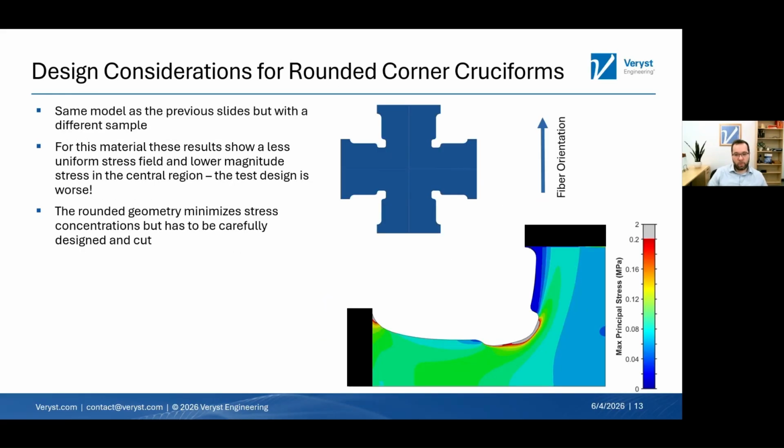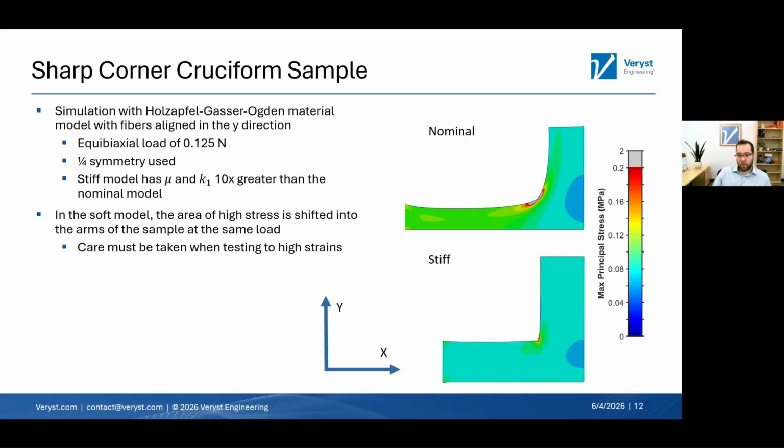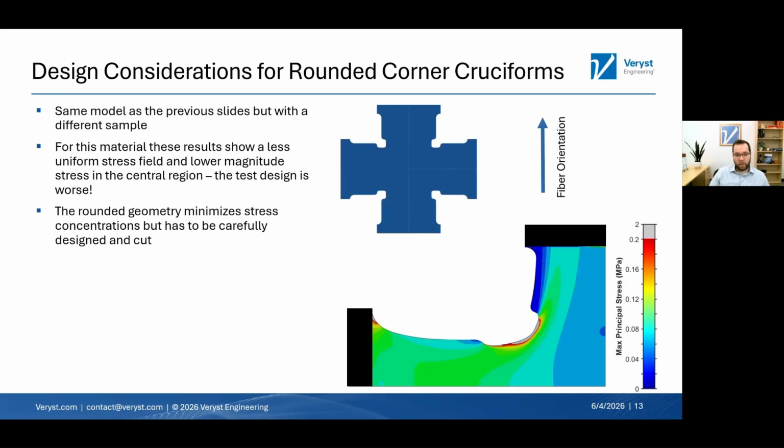For rounded corner cruciforms, you'd expect this to try and mitigate some of these stress concentrations we can see in this model here. However, what I've done is deliberately designed it with less desirable characteristics. So our arms are quite short and stubby, so they have a poor aspect ratio. They should be longer and thinner. And so what we're getting is actually worse stress concentrations in our sample.